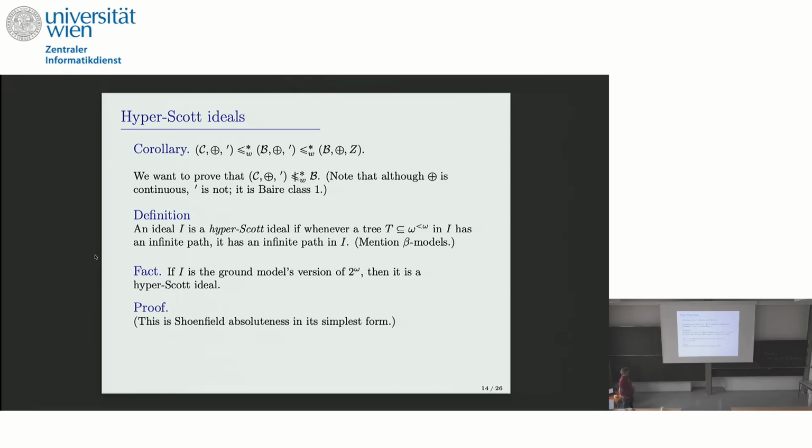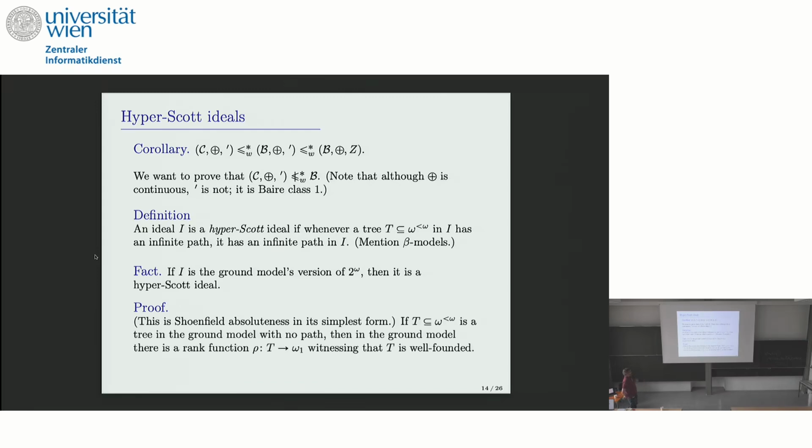And why is that? Schoenfield absoluteness in its simplest form, the Pi^1_1 version of Schoenfield absoluteness: if you have a tree in the ground model with no path, then the ground model has a rank function witnessing that it's well-founded. Of course, that still witnesses that it's well-founded in the extension. And so the ground model reals are a Hyperscott ideal. I have asked people, what should I call this? This is a dumb name. The best suggestion I had was Great Scott, but it's too silly.